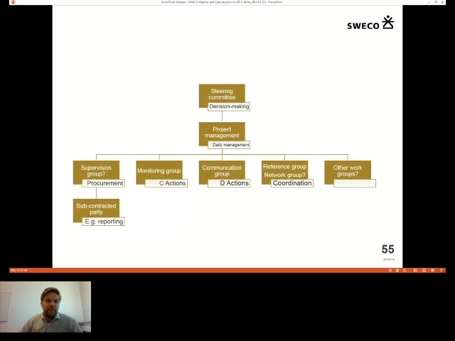You might also have a supervision group that is responsible for procurement and expertise. They can subcontract different parties, for example, for the reporting in EU affairs. There might be a monitoring group that is responsible for the C actions. This should be headed by the partner that is responsible for C actions. Could be a communication group that is responsible for the communication if the project manager doesn't want to do that. And there's usually a networking or reference group that coordinates the different organizations and also external organizations outside the consortium to discuss new experiments and so on. And you can also include other work groups. This is very much up to you.